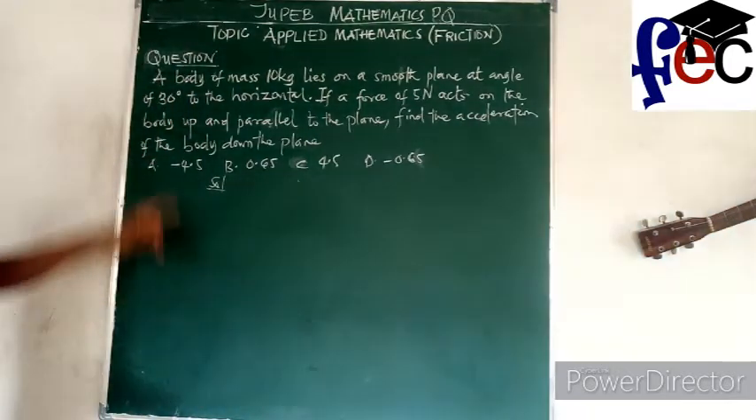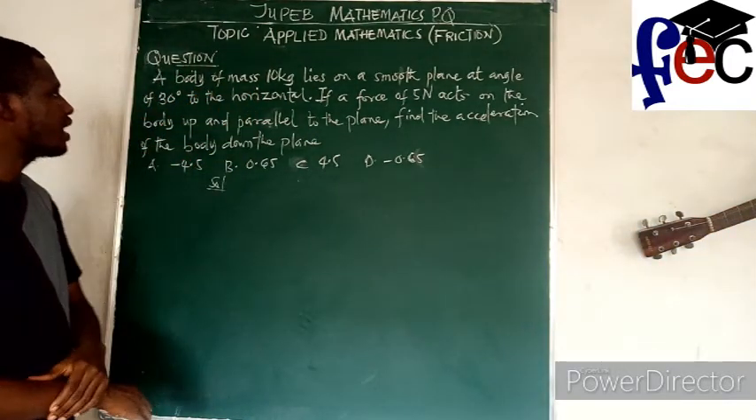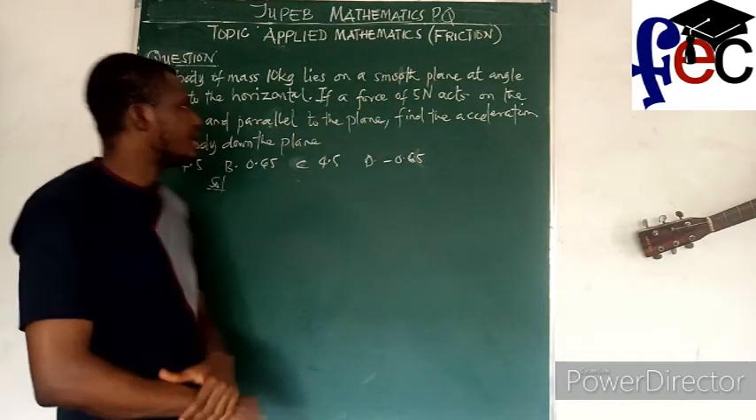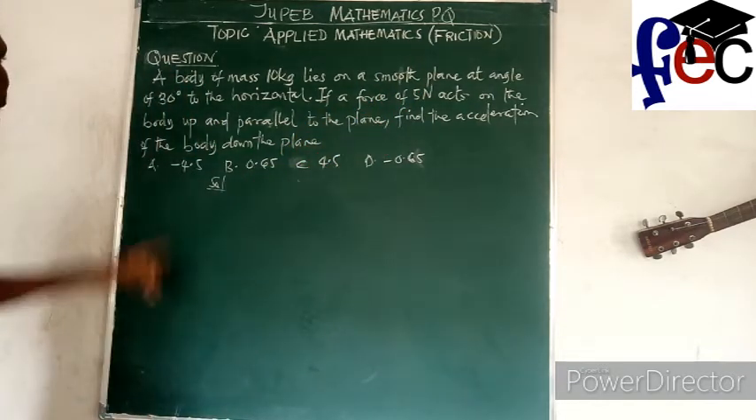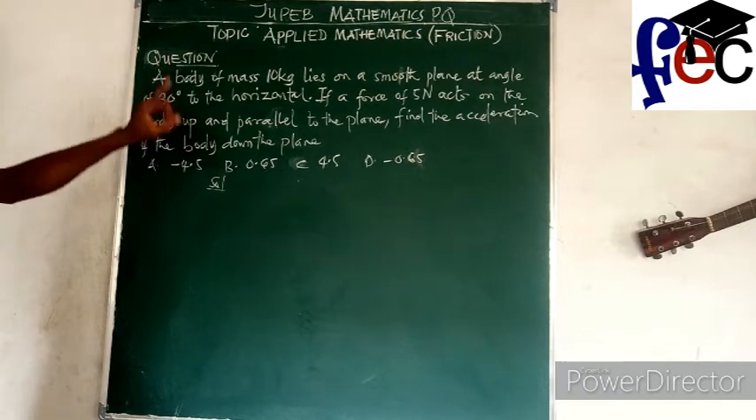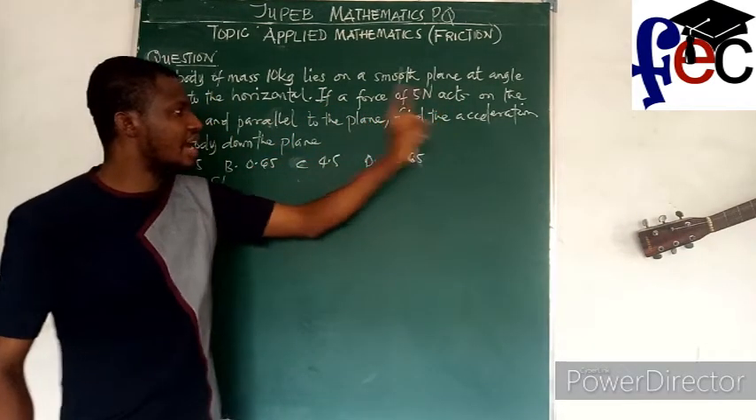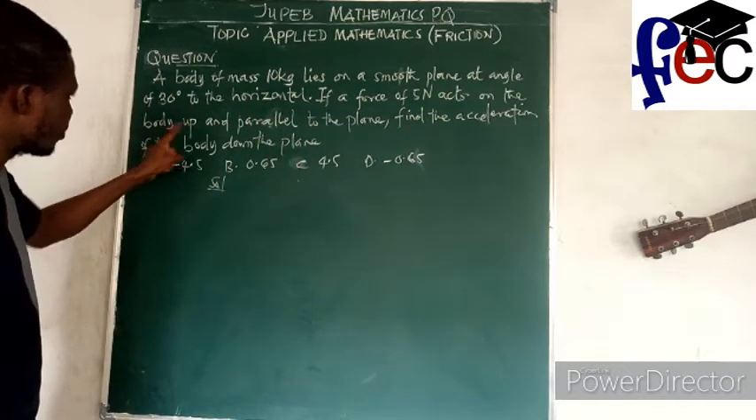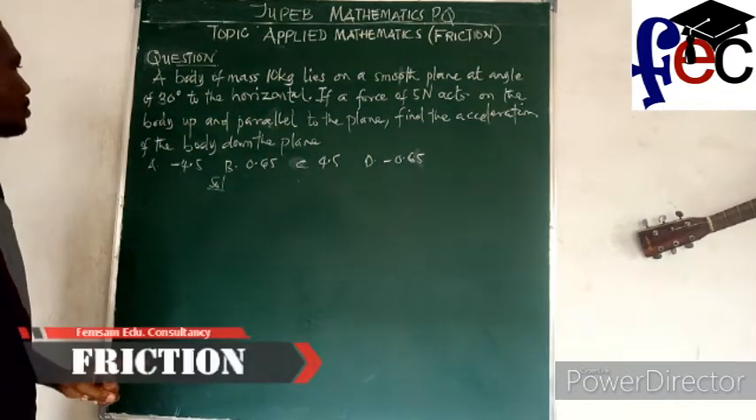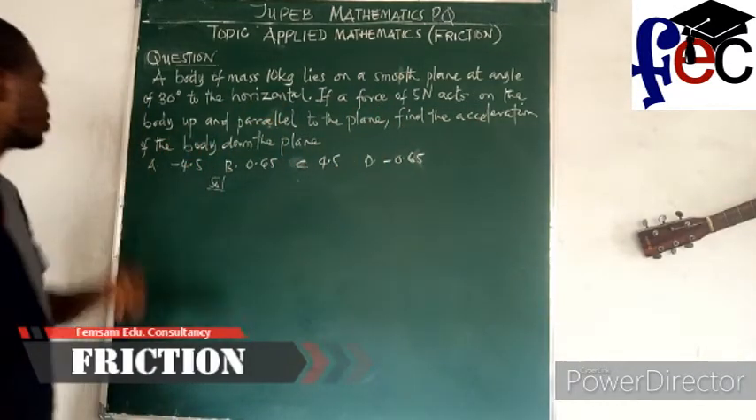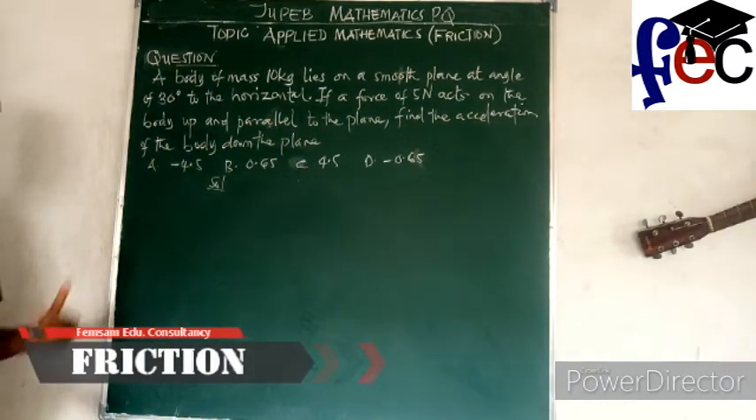It says a body of mass 10 kg lies on a smooth plane at an angle of 30 degrees to the horizontal. If a force of 5 Newton acts on the body up and parallel to the plane, find the acceleration of the body down the plane.